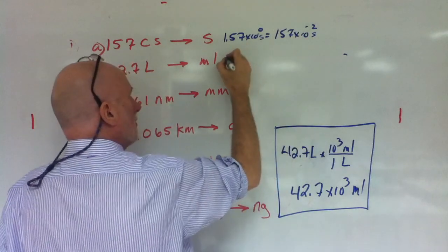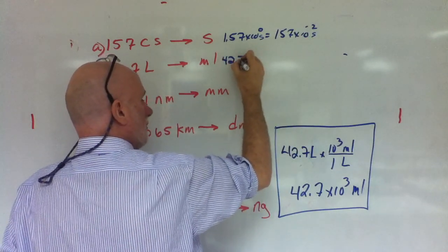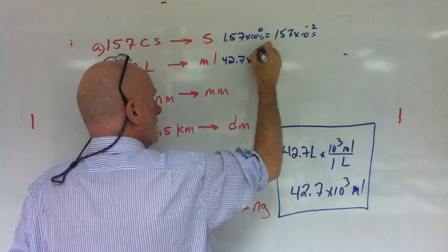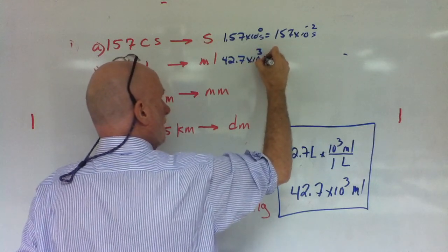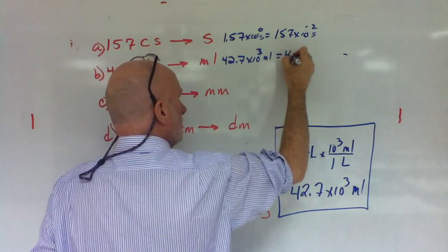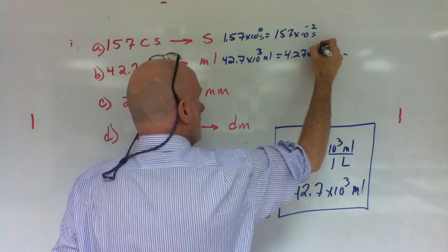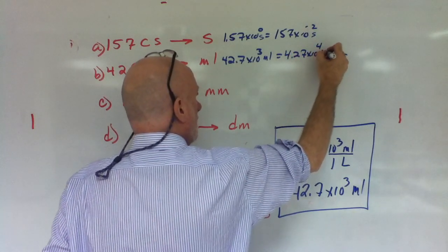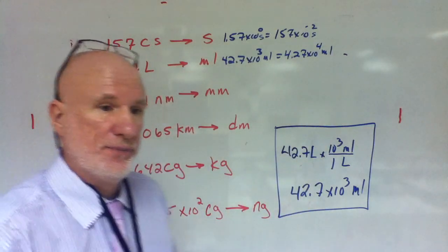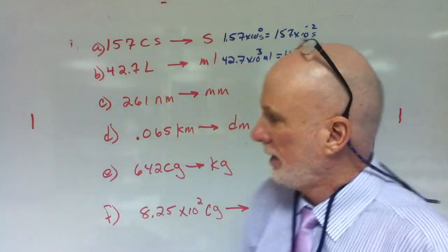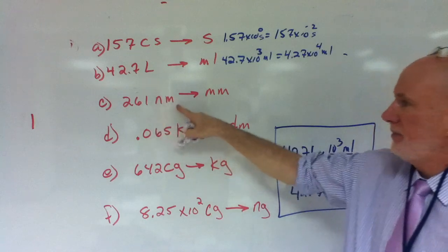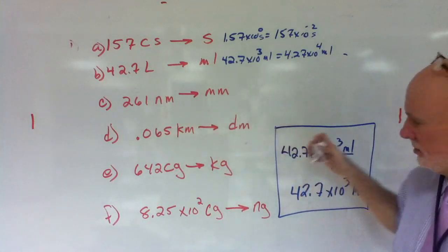This one is going to be 42.7 times 10 to the third milliliters, which is the same as 127 times 10 to the negative, times 10 to the positive 4 milliliters. Are you all right with that? Yes or no? Okay. The next one, nanometers to millimeters.